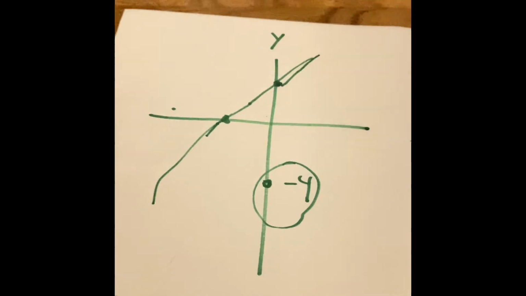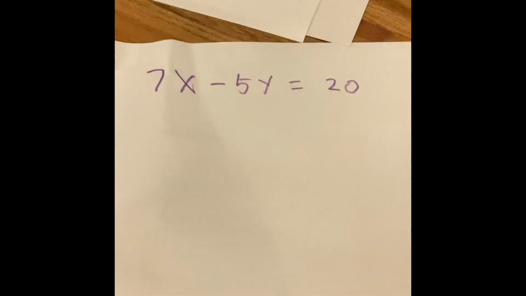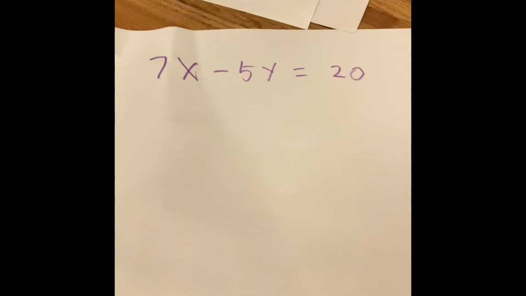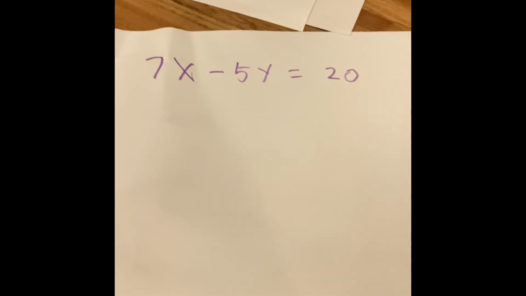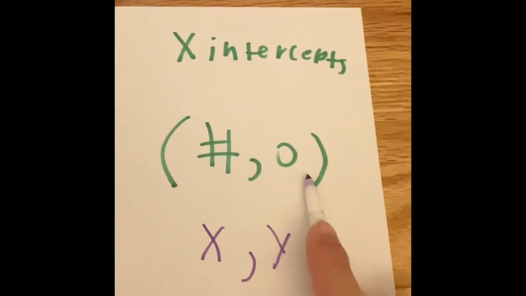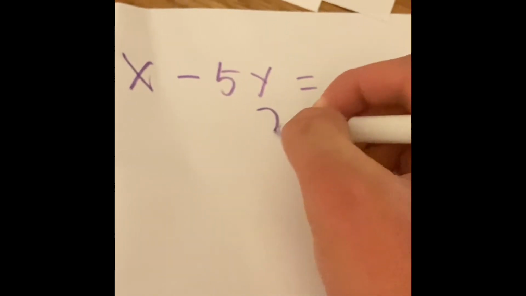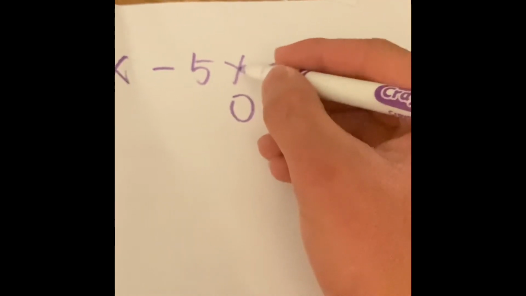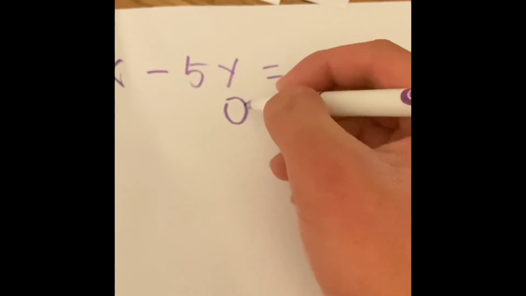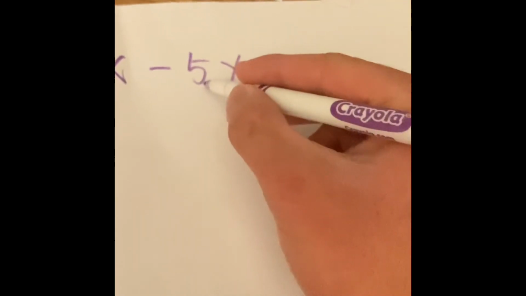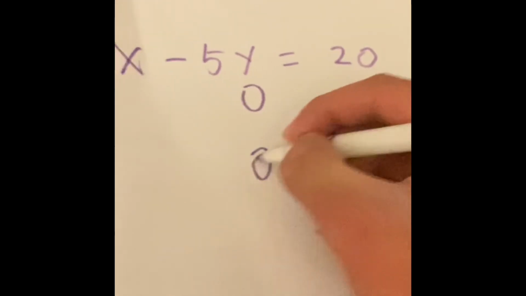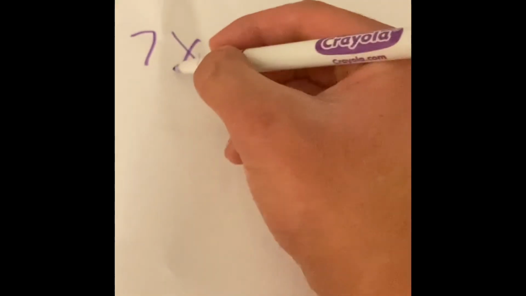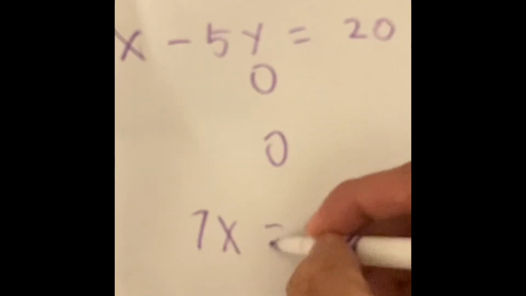So here's the challenge. Find the x-intercept of 7x minus 5y equals 20. Remember, the x-intercept will always have a 0 in the y. So we insert a 0 for y, because the x-intercept will never have any other number but 0 in the y. So -5 multiplied by 0 stays 0. Now we find what x is between 7x and 20.